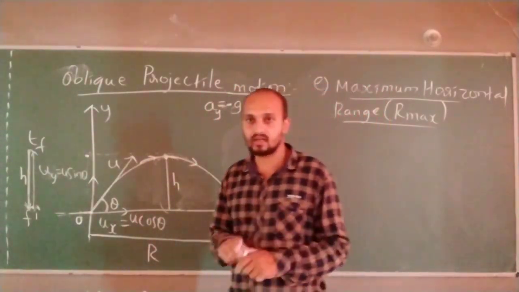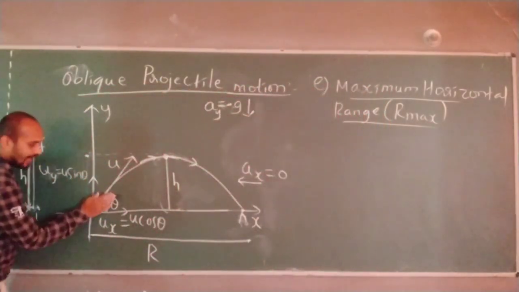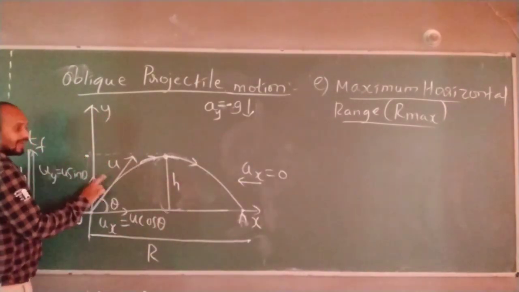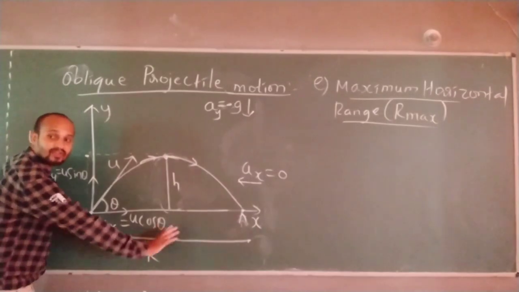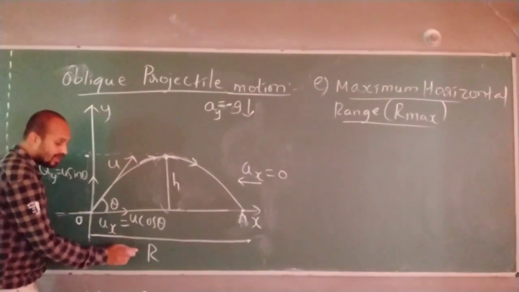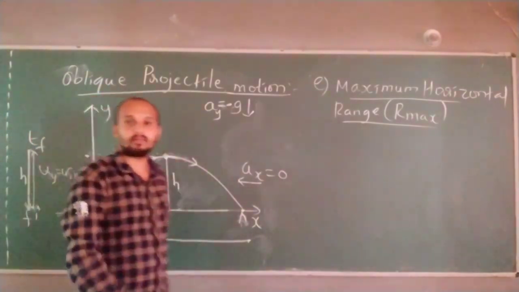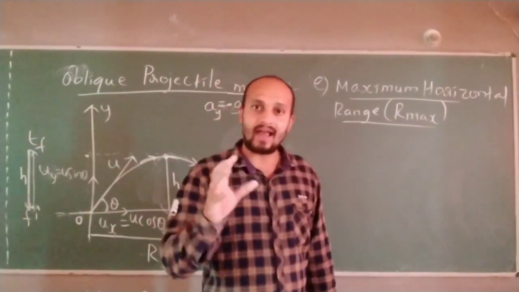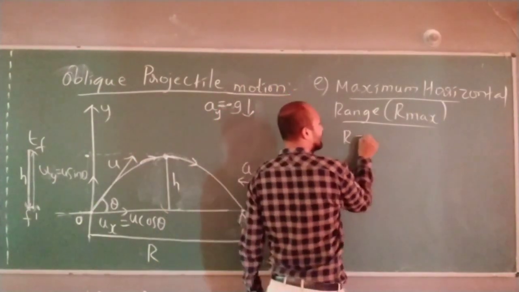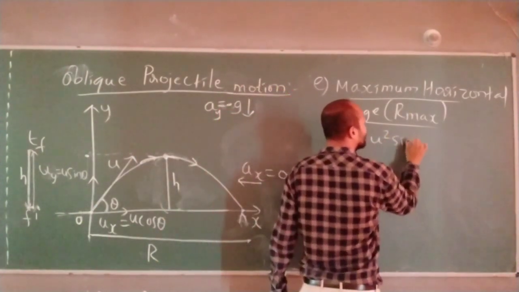Now if I change theta, the R value is going to change. For a particular theta value, the R value will become maximum. That value, R maximum, is nothing but R max. Here we know that R is equal to u square sin 2 theta by g.